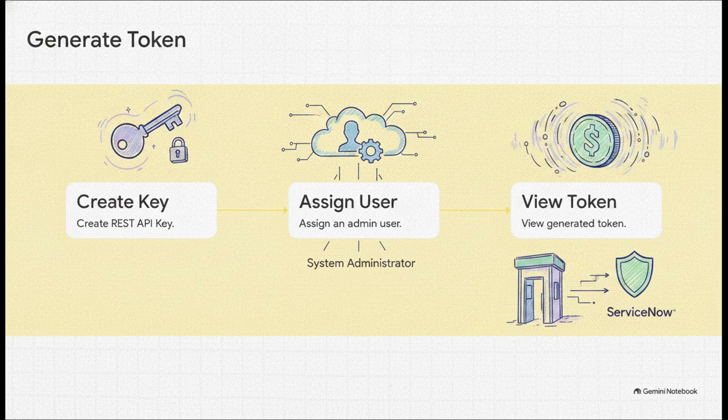We navigate over to REST API key, assign it to a specific user, which is very often a system administrator account dedicated specifically to this integration. And then the system generates a secure token. This token is the actual secret password our SCC system will present at the ServiceNow toll booth.